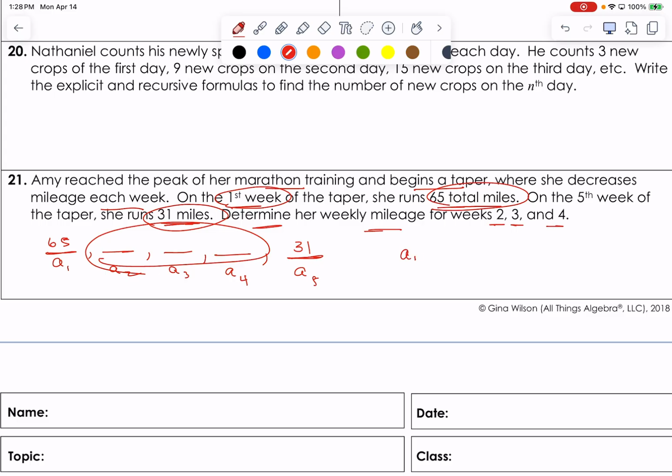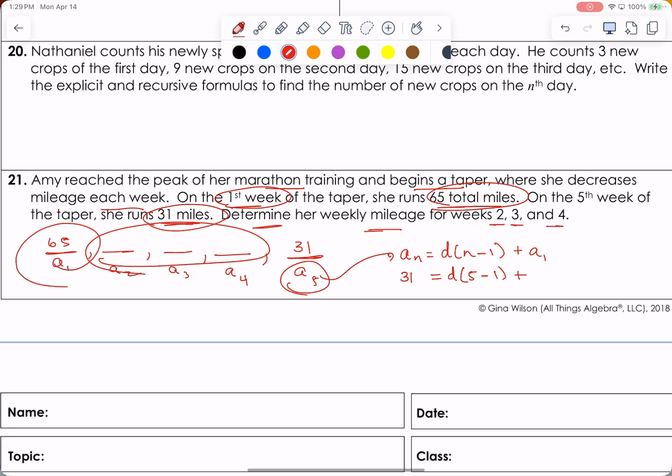So the formula is A sub n is equal to D times n minus 1 plus A sub 1. So I need to find the common difference. I've got the 5th term, so I'm going to set it equal to 31, the 5th term. And I'm going to put 5 in for n. And then my first term is 65. And then I can find the common difference.